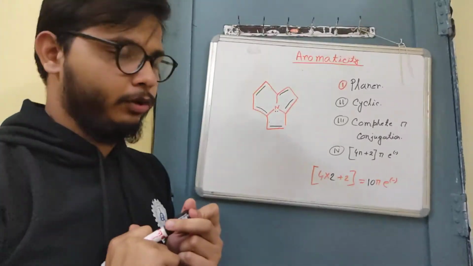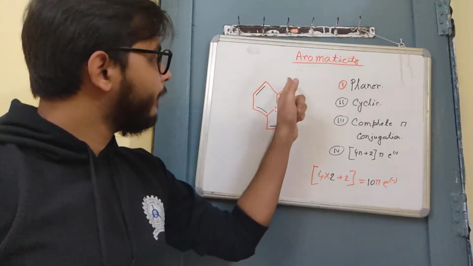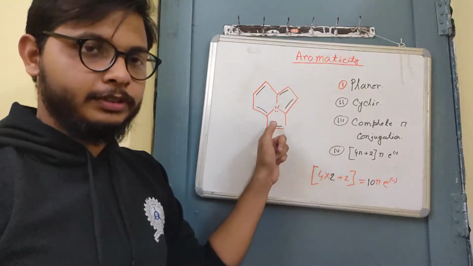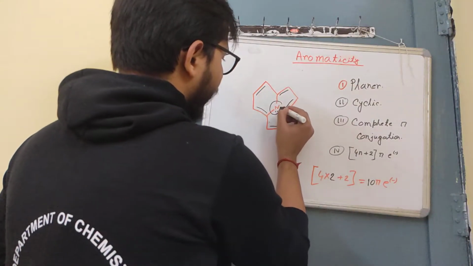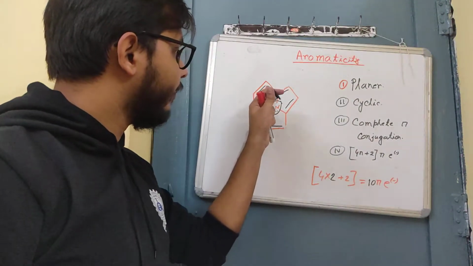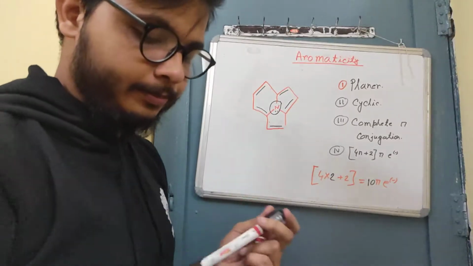Here is an important note. When you count the pi electrons, always count the peripheral electrons. Never ever count electrons from the middle. Okay? Always count the peripheral electrons. Okay?